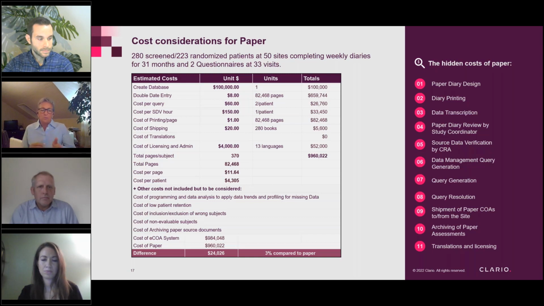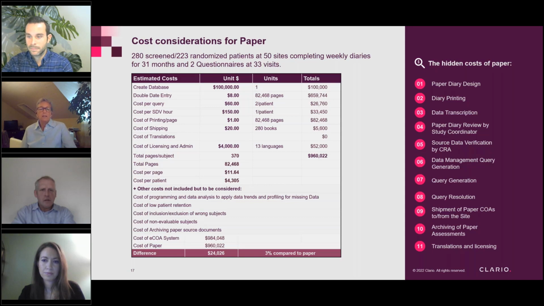You could get away with maybe single data entry and save some money there, but you might end up with more queries. If you're doing double data entry and minimizing the error of the data entry itself, you might save on the query resolution cost. You do have to think about source data verification when you're using paper. The cost per hour will differ from CRO to CRO, and the estimate of how many hours per patient is required will depend on your strategy, if you're doing 100% SDV versus maybe 10% or random. I've used just estimates for this example.